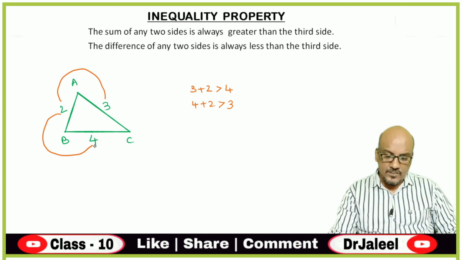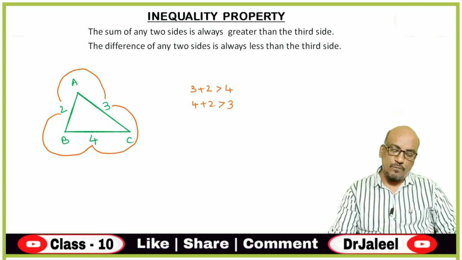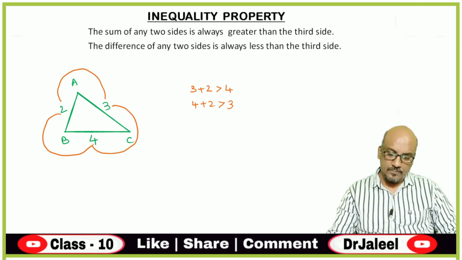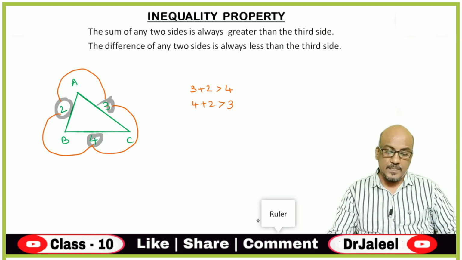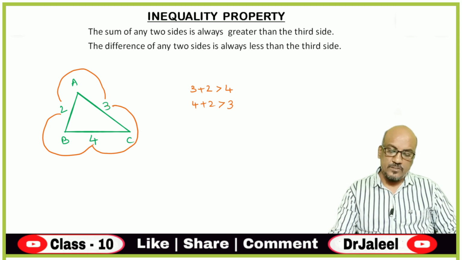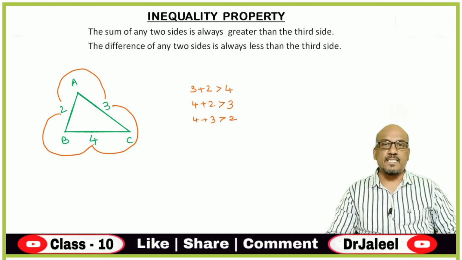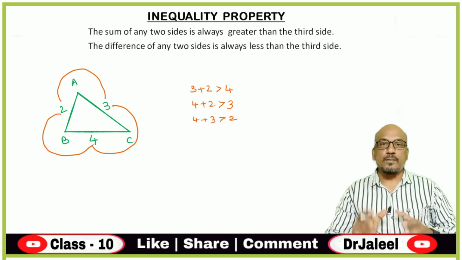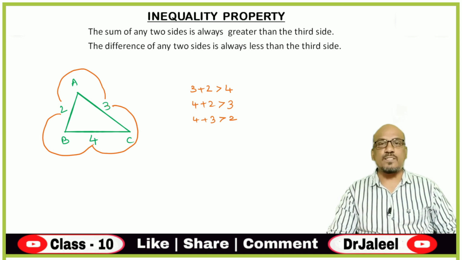Same way, let us check the next two sides. These two. 4 plus 3 must be greater than the third side. So let me check it. 4 plus 3 is greater than the third side, which is 2. 4 plus 3 is 7 and it is greater than 2. So this way, you add any two sides, that sum will be greater than the third side.